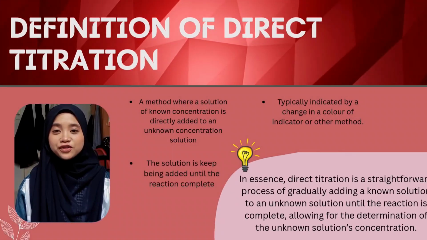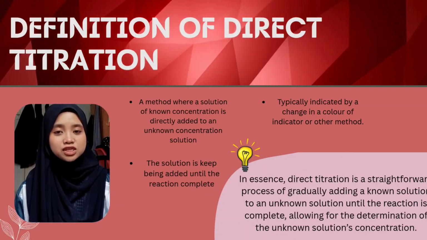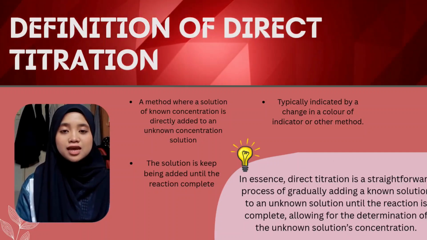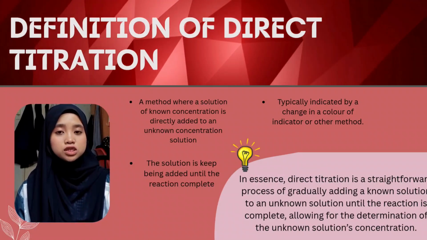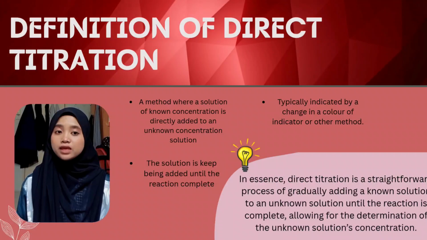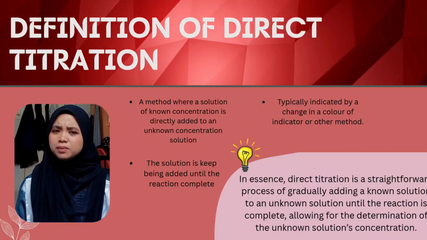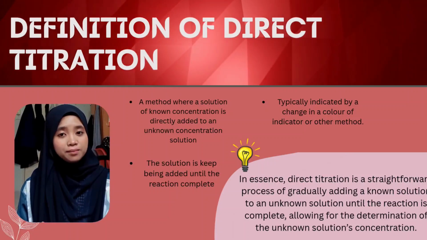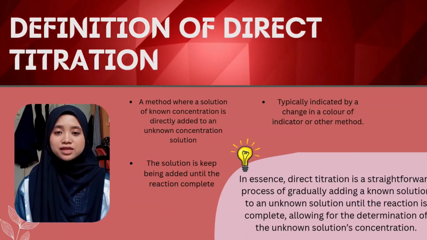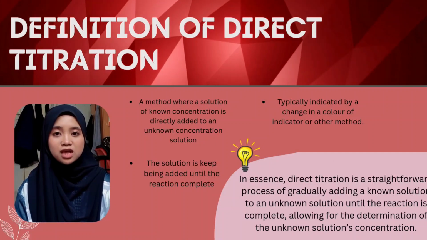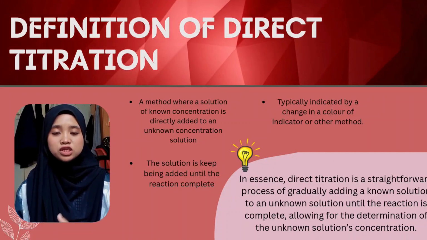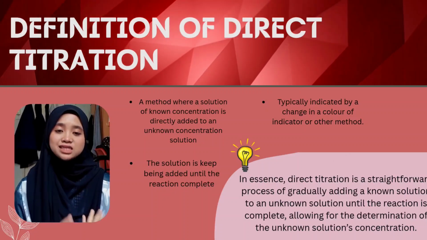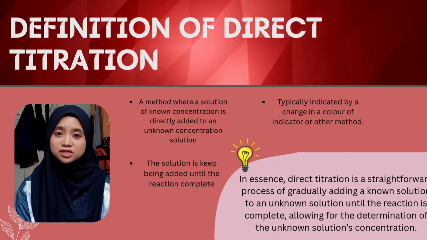Next, we move on to the definition of direct titration. Direct titration is a method where a solution of known concentration is directly added to a solution of unknown concentration. The solution is kept being added until the reaction completes, typically indicated by a change in the color of the indicator or other method. In essence, direct titration is a straightforward process of gradually adding a known solution to an unknown solution until the reaction is complete, allowing for the determination of the unknown solution's concentration.